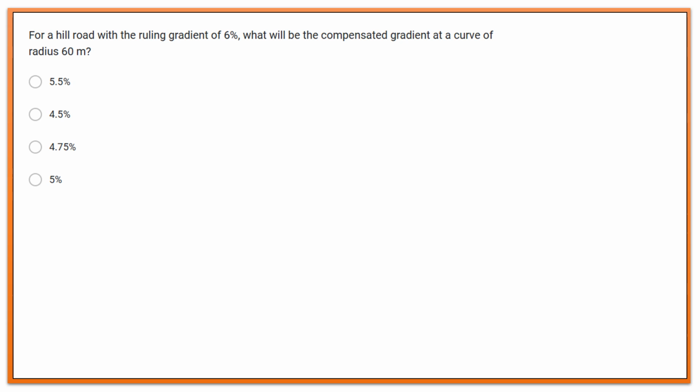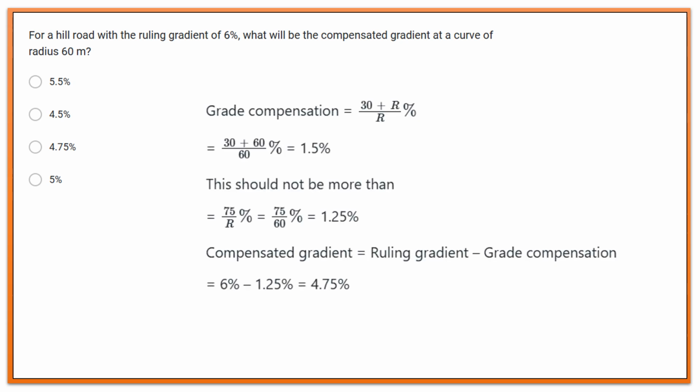So first, grade compensation. The formula is (30 + R) divided by capital R. After putting the given value, R is equal to 60 meter, this (30 + 60) divided by 60 is equal to 1.5%. The next grade compensation is 75 by R percent, which is equal to 1.25%.